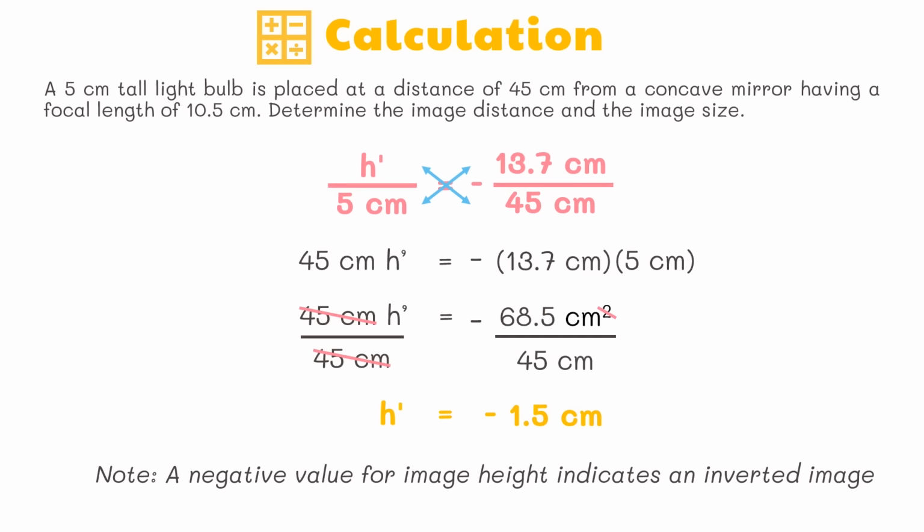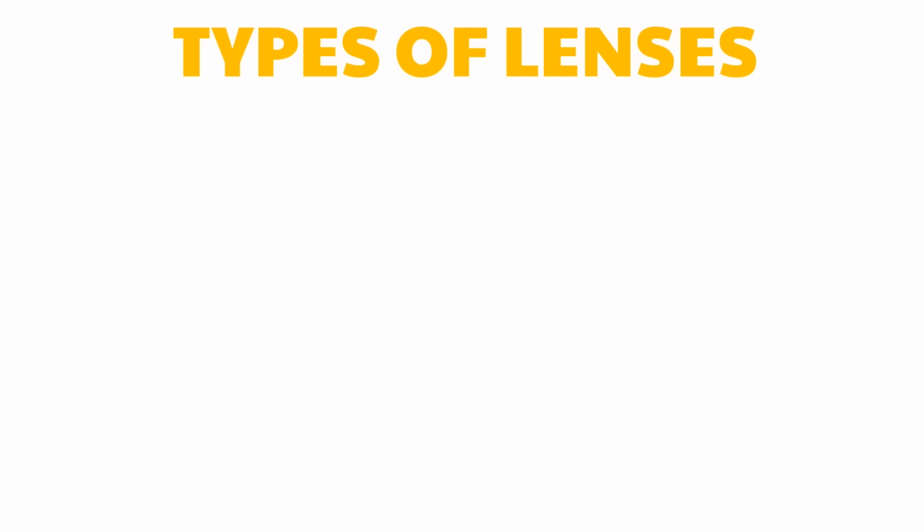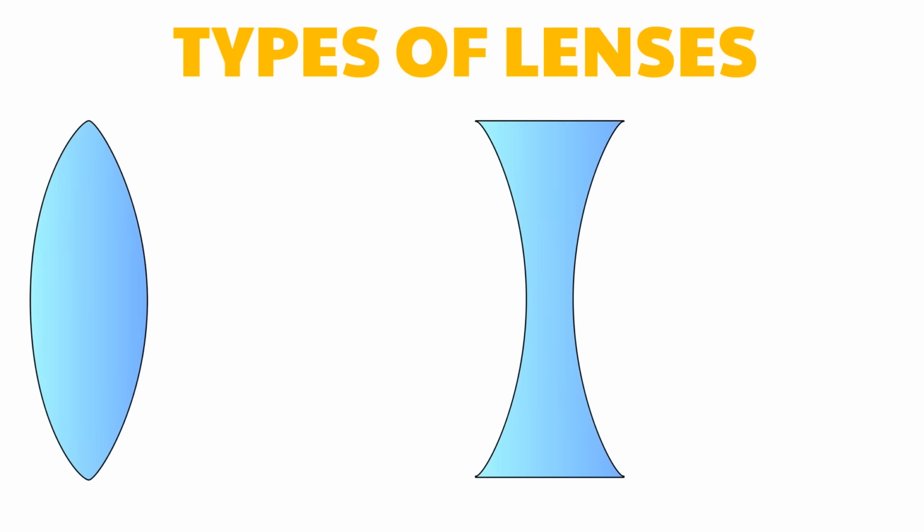Alright, so that's it for mirrors. Now let's proceed to lenses. A lens is merely a carefully ground or molded piece of transparent material that refracts light rays in such a way that it forms an image.